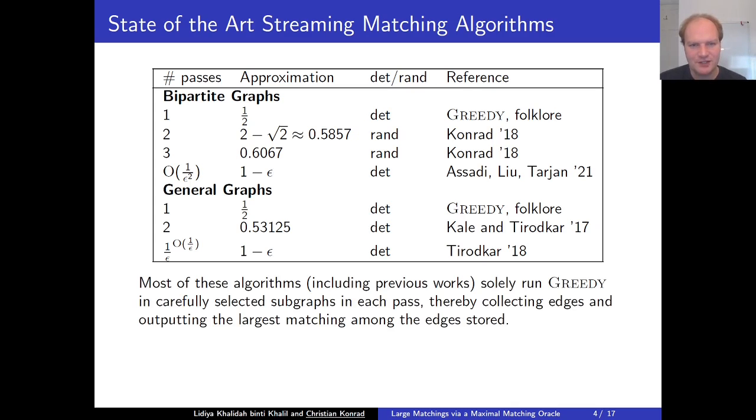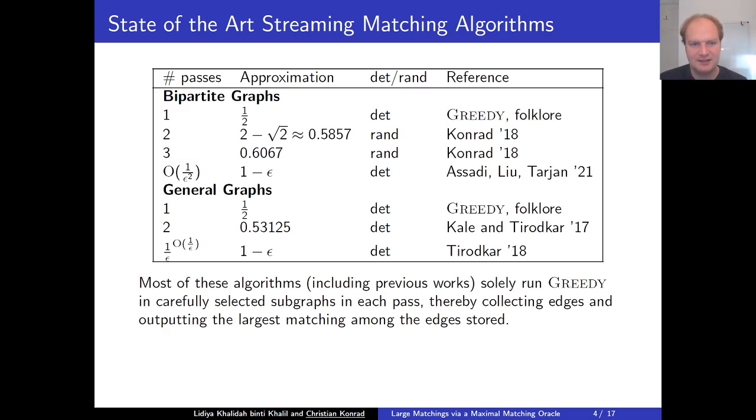Now, the key observation here is the following. Most of these algorithms, and in fact including previous works, not only the ones that are displayed in this table, essentially do the following: they run the greedy matching algorithm in carefully selected subgraphs in each pass, and thereby collect edges. The output is then produced by simply selecting the largest matching that can be found among the edges that are stored, that are returned by the invocations of greedy.